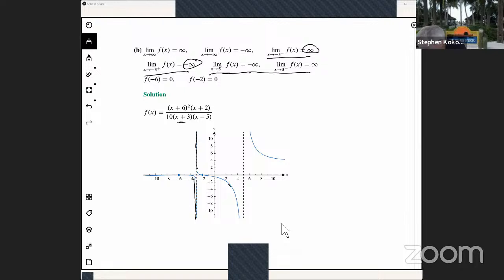I'll start to draw part of that. I've got my dashed lines in there already. You don't see a horizontal one in there. I don't think there is one. There is no horizontal asymptote.